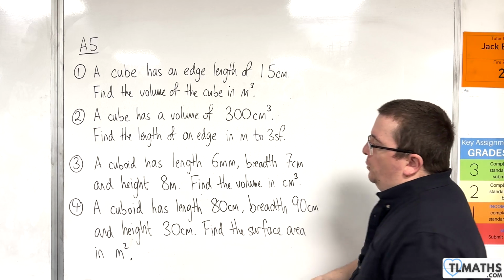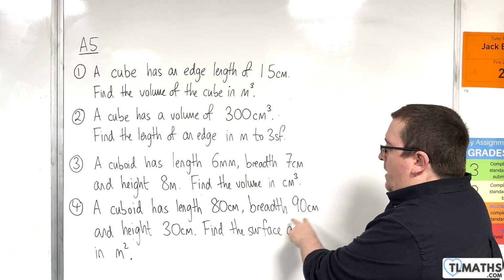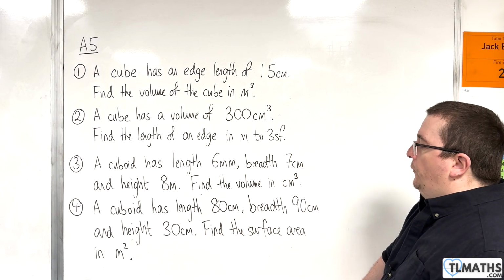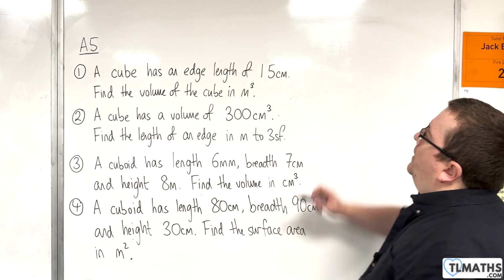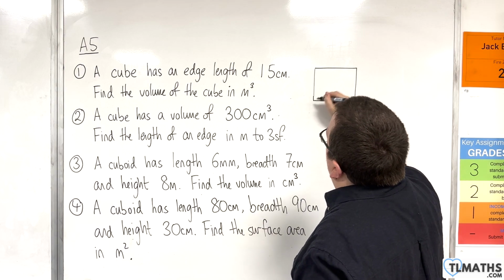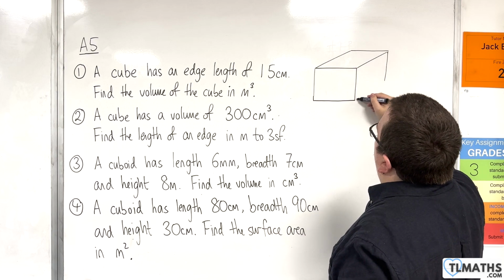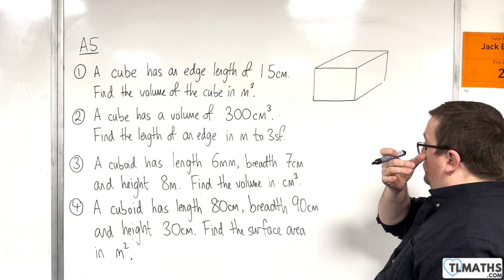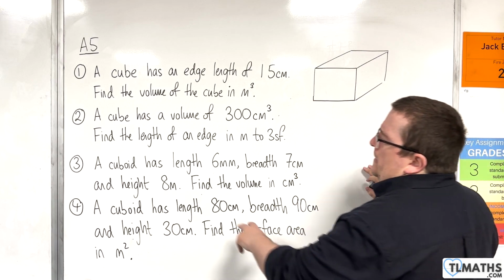Right, last one, number 4. A cuboid has length 80 centimetres, breadth 90 centimetres, and height 30 centimetres. Find the surface area in square metres. Okay, probably makes sense to draw myself a cuboid here. Now, it doesn't need to be perfect. It doesn't need to be dimensionally correct here, scaling-wise, right?